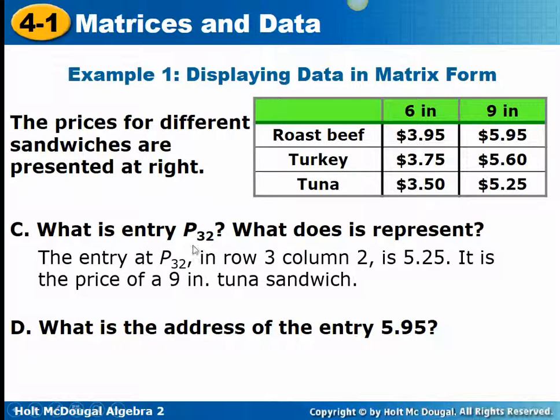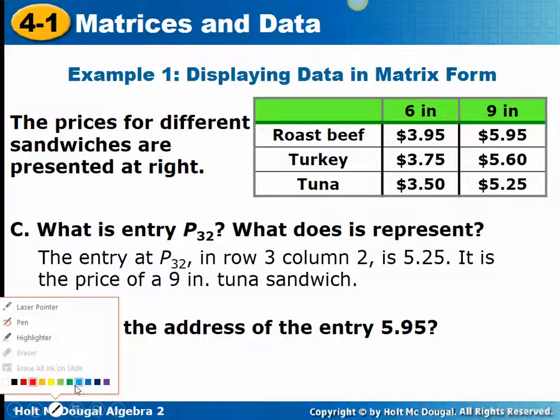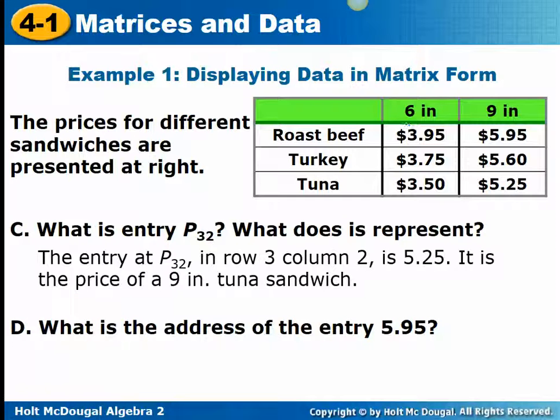And now they're asking what would entry P32 be. That's the third row, second column. So if we think about this little box here being our matrix, where our brackets would be around just the numbers, the third row, second column would be right here, 5.25.